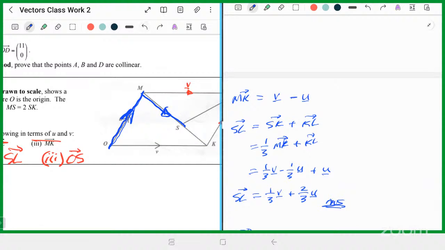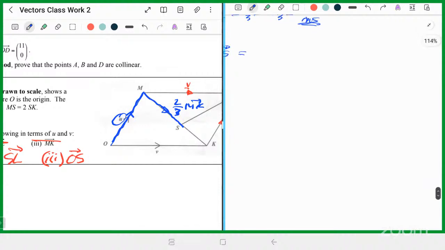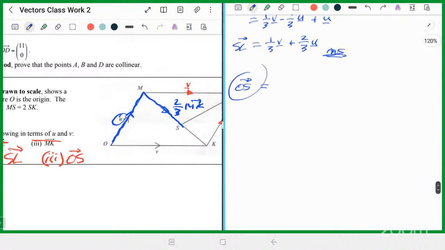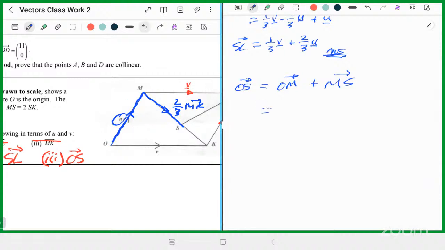All right. So the vector from O to M up here is this U. And then from M to S is 2/3 of the MK. That's what it is now. So let's set it up. So see here now, going from O to S is the same as going from O to M first, and then going from M to S. The OM right here is U, plus the MS is 2/3 of the MK.